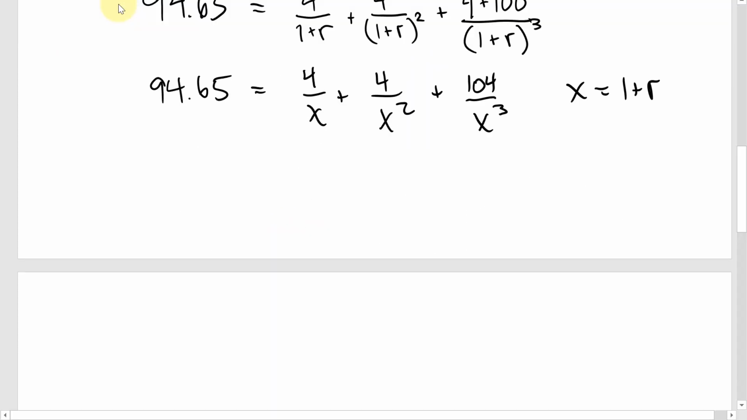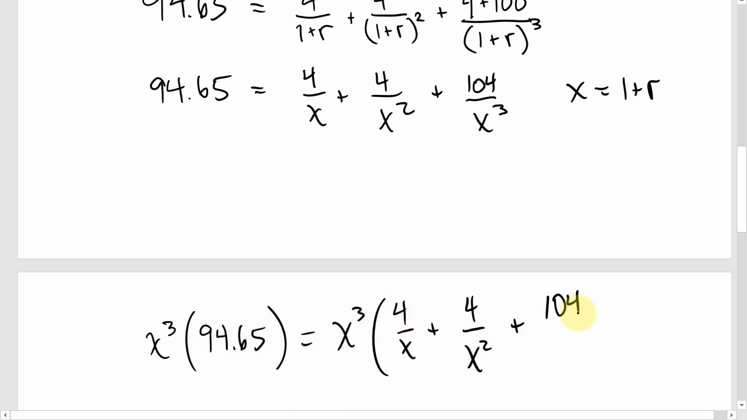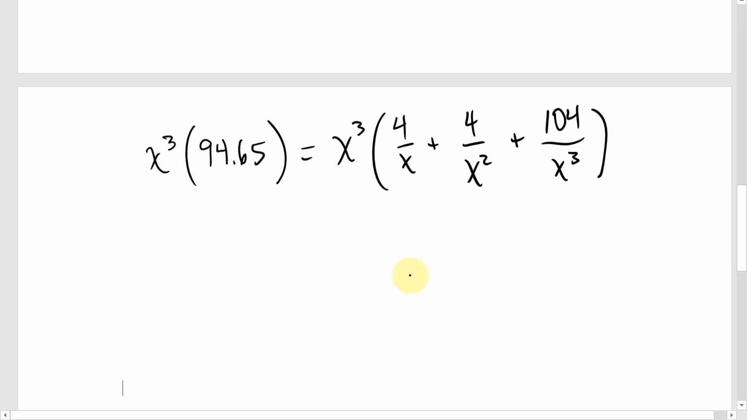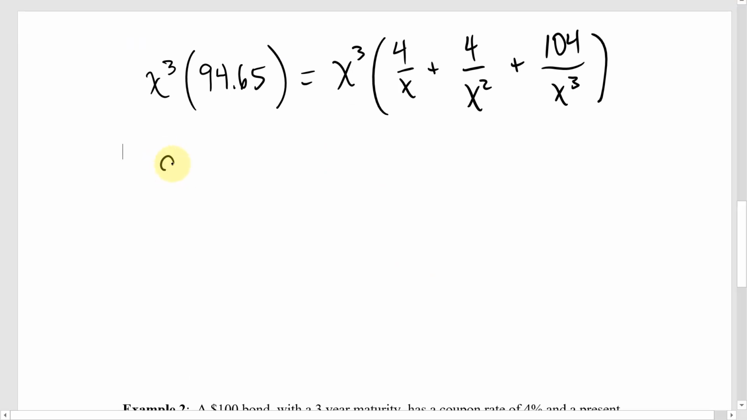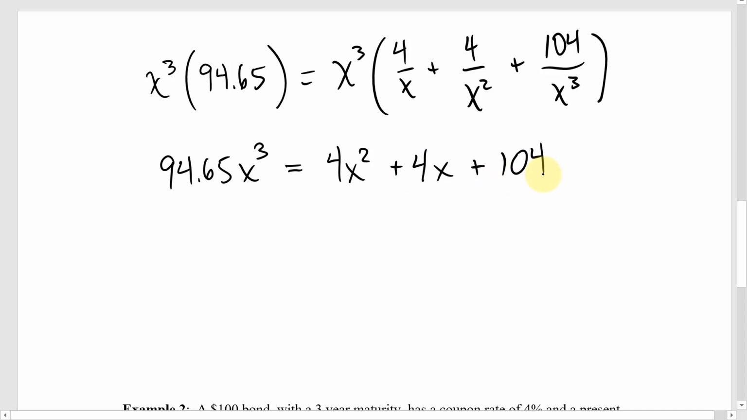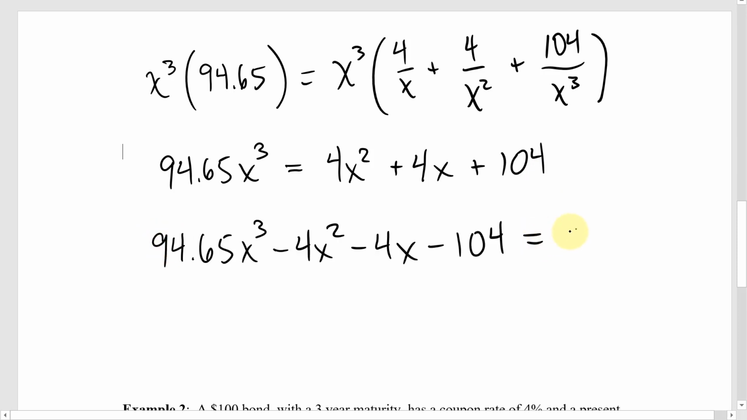Well, at this point, solving for x, we could multiply both sides by a common denominator, which is x cubed. So I have 9465 x cubed equal to 4x squared plus 4x plus 104. Now to solve this, what we could do is move everything over to one side and write it like that.